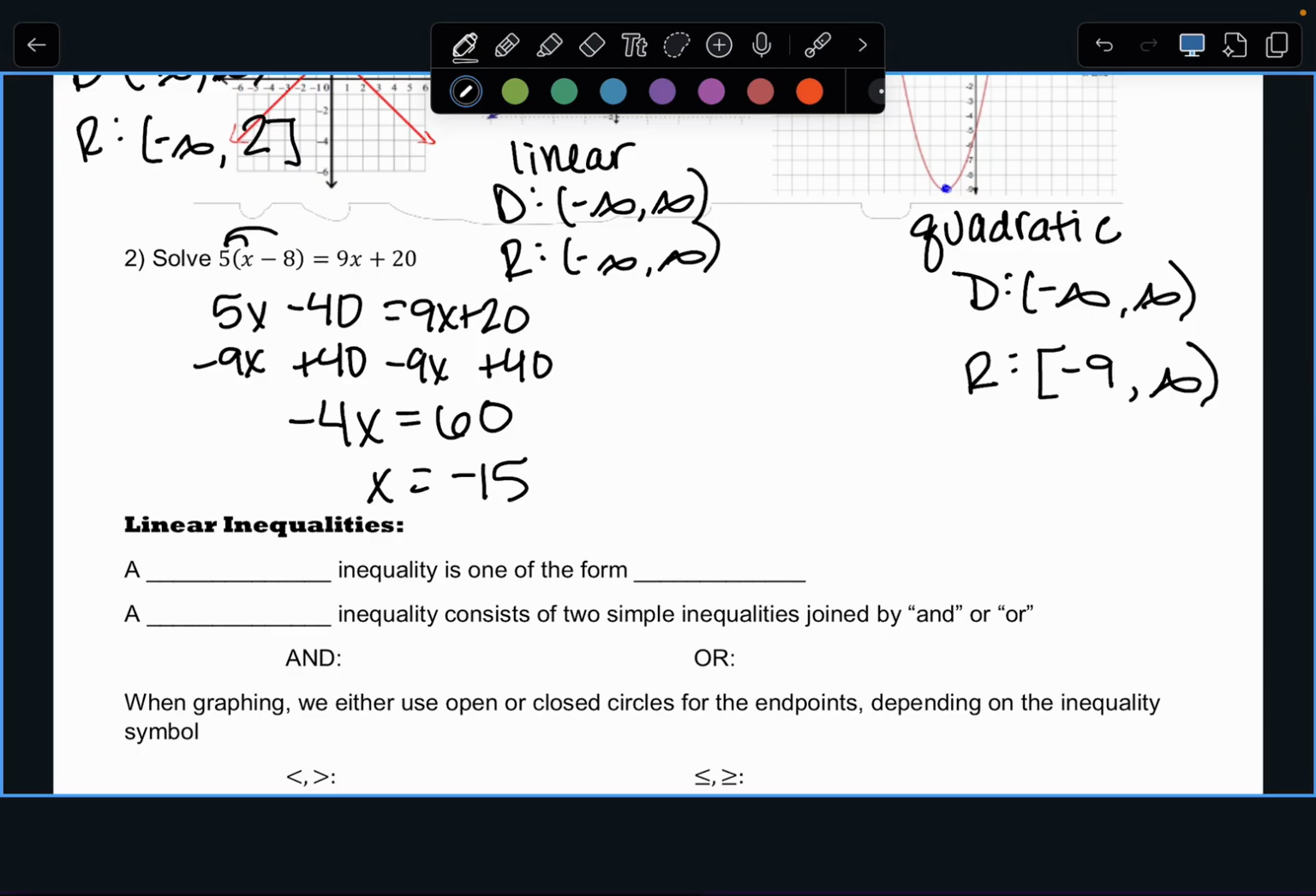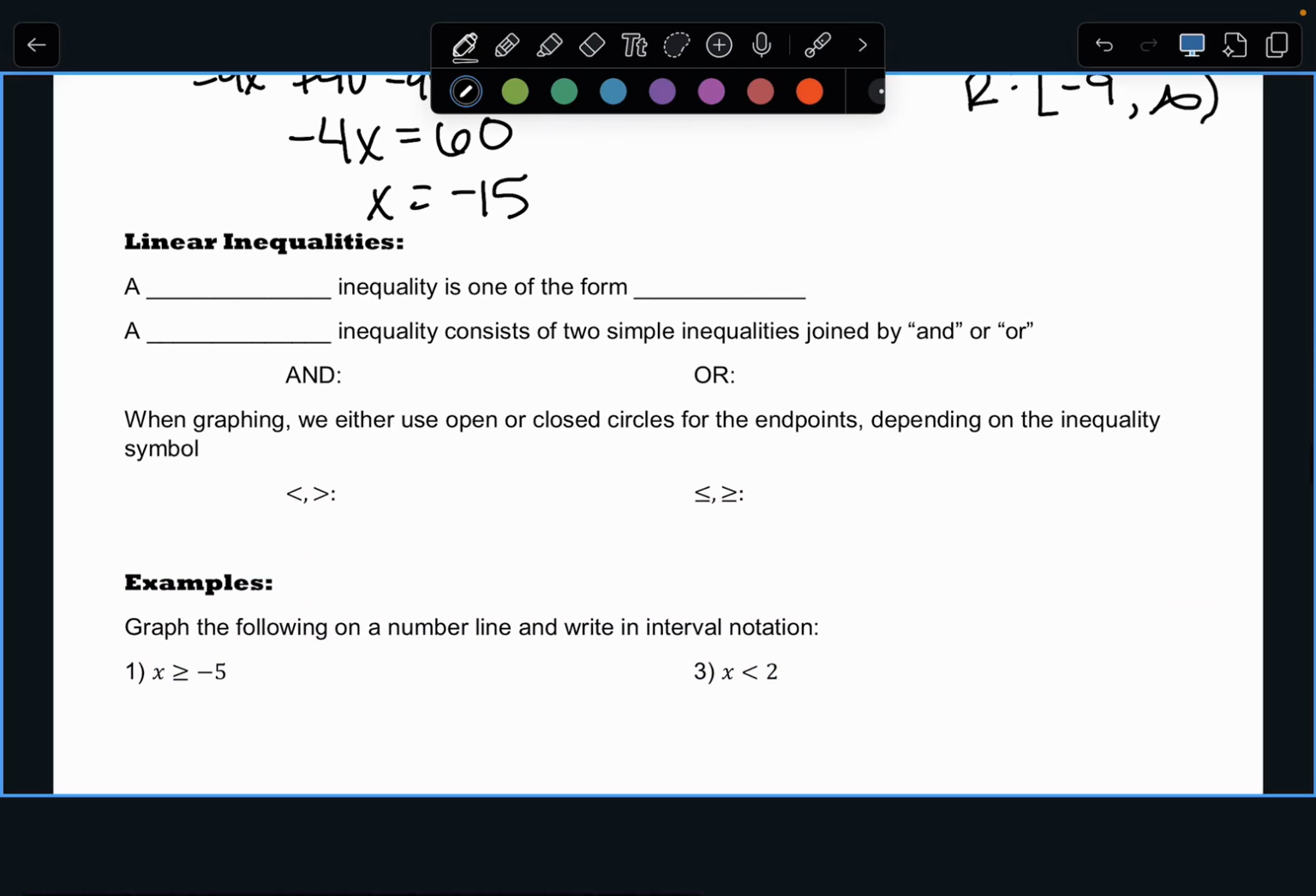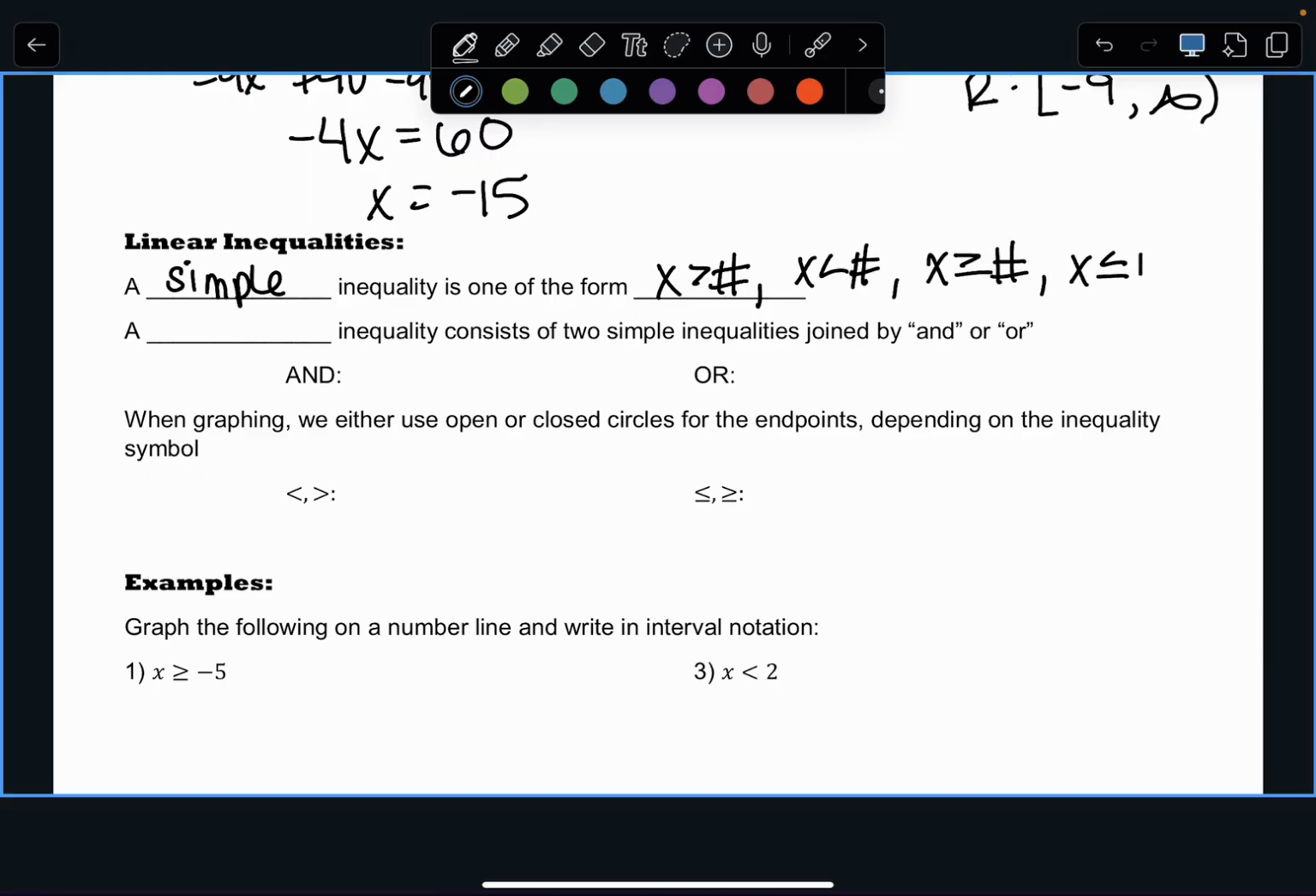Okay. Inequalities, again, mostly review, so just bear with me. We have 2 types. First one is called a simple inequality. That's the stuff that you're used to. x is greater than a number, or x is less than a number, or greater than or equal to, or less than or equal to. We have one inequality symbol, one variable. That's the stuff we've seen before.